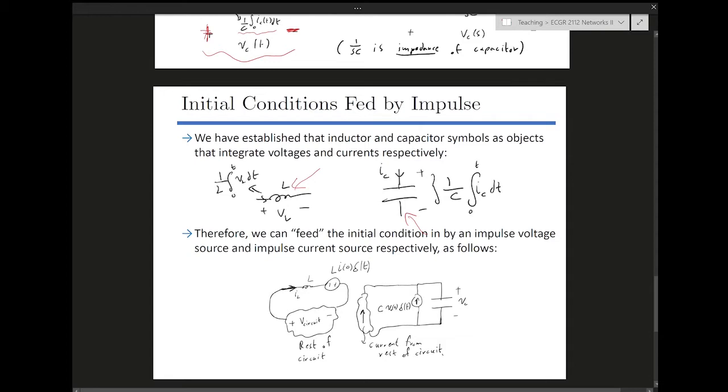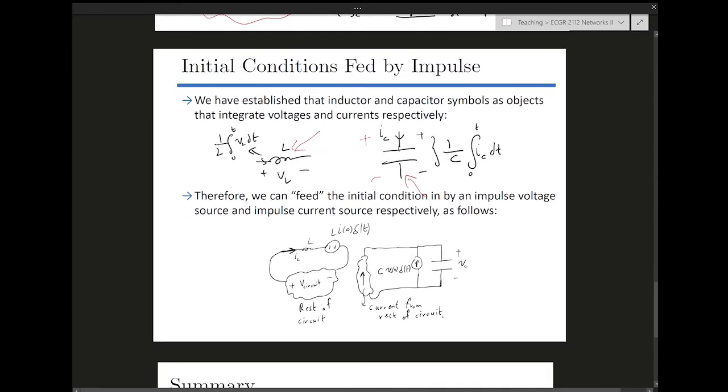The voltage across a capacitor symbol in the S domain is just the integral of the current passing through the symbol. Now, the idea is that we need to feed the initial conditions to those symbols. And the initial condition for an inductor is what? A current. So we want to feed this into the symbol, which is an integration. What's the best way to feed something through an integral? It's to feed it through the delta function, right?